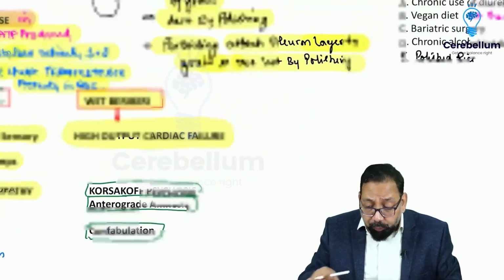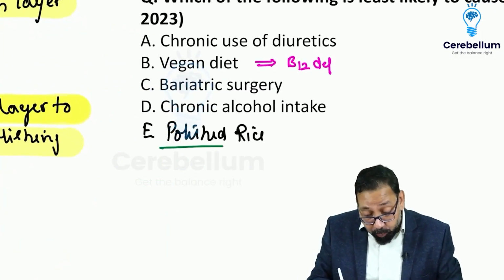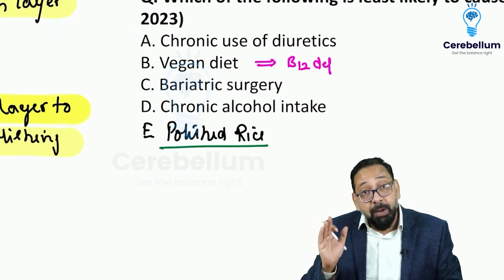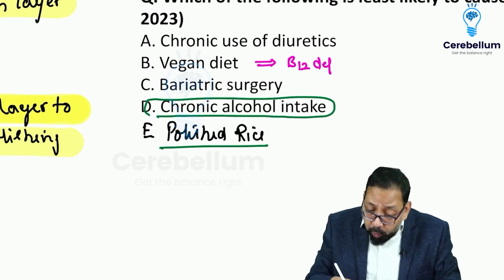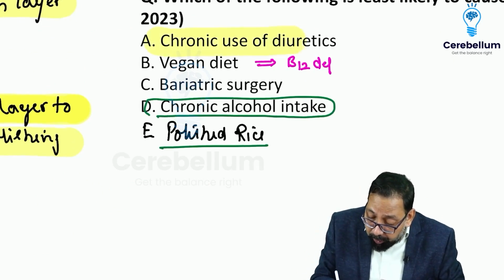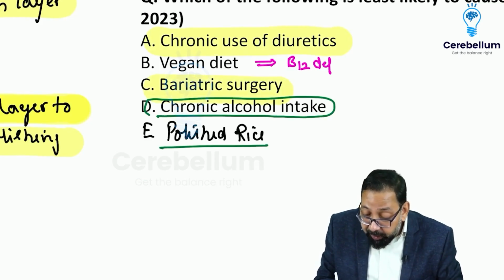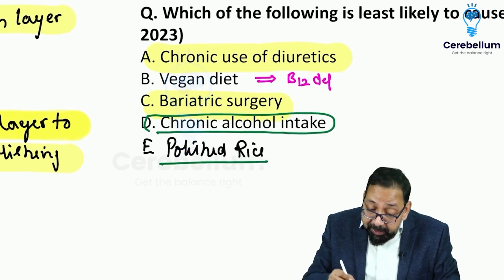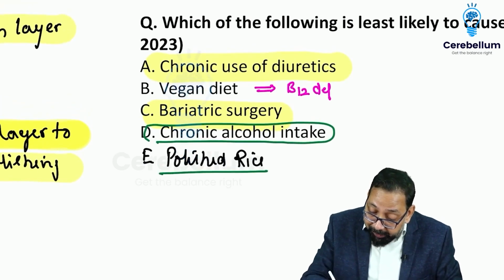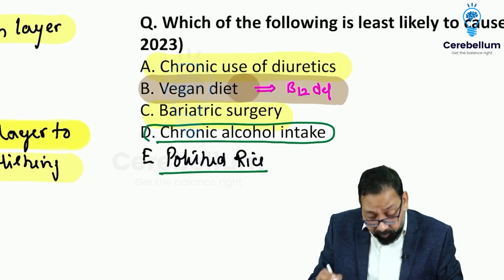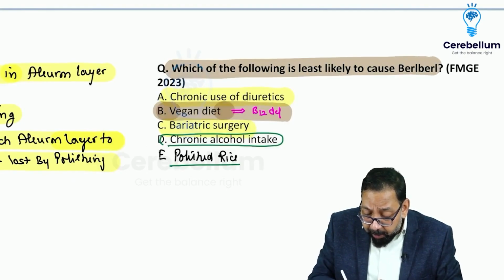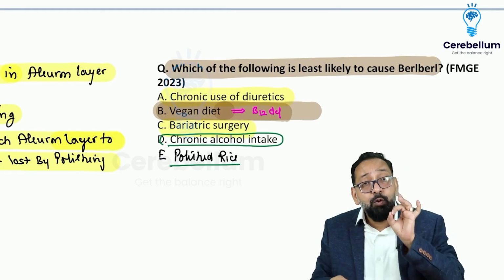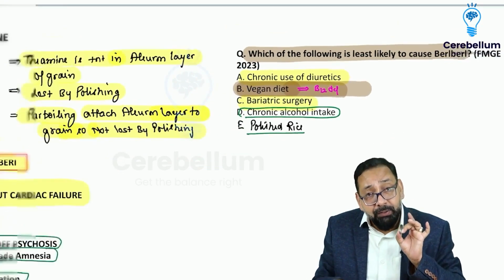What are the common causes of B1 deficiency? Polished rice, I told you, polishing removes thiamine, vitamin B1. Chronic alcohol intake, B1 deficiency. Chronic use of diuretics also leads to B1 deficiency. Bariatric surgery leads to B1 deficiency. Vegetarian diet: if you are pure veg, then there would be deficiency of B12, not B1. So this question was asked: which of the following is the least likely cause of beriberi? The answer was vegetarian diet. A pure veg diet will lead to vitamin B12 deficiency.